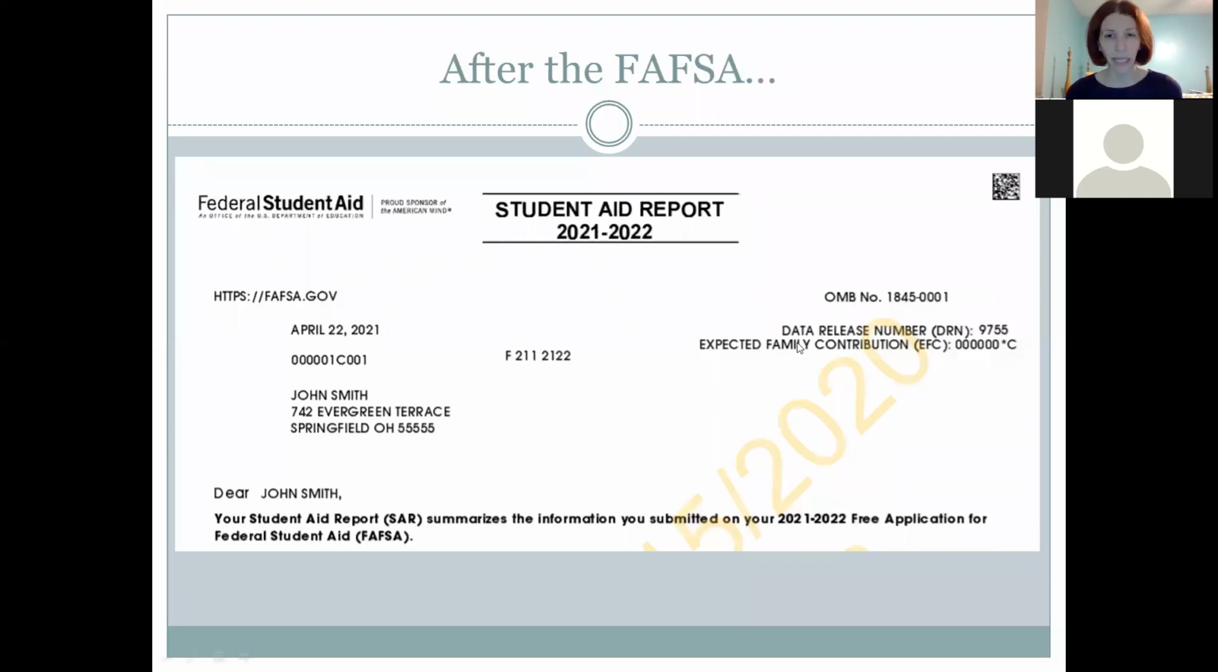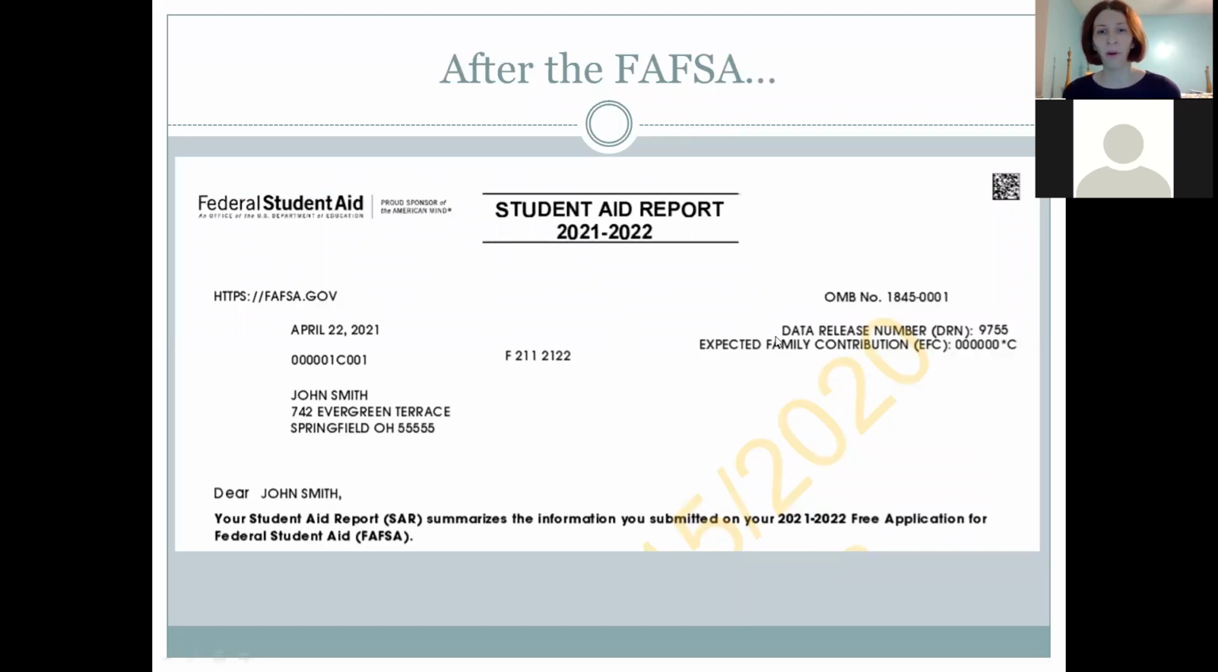A couple things to highlight. The data release number over here, the DRN, it's a 4-digit number. Important, as this actually allows schools to potentially add themselves to the FAFSA, their school code. It allows us to go in and make some changes if need be. So it's an important number to keep in mind because schools might be asking for that number.